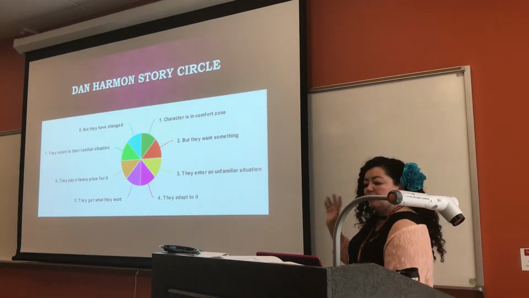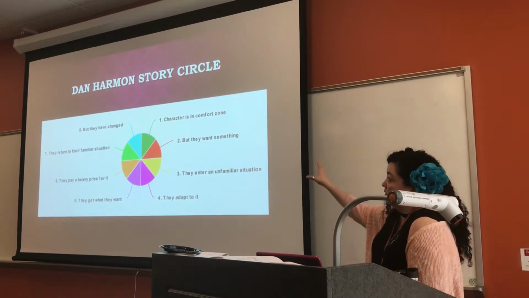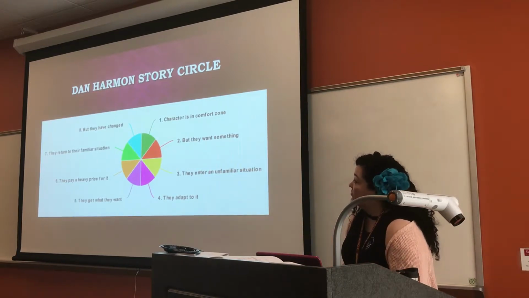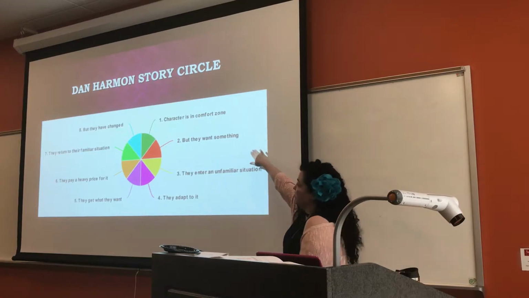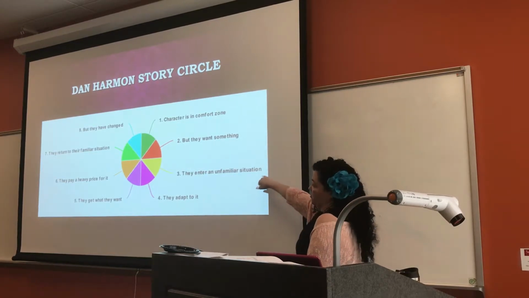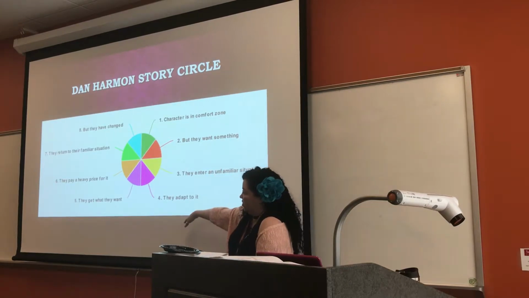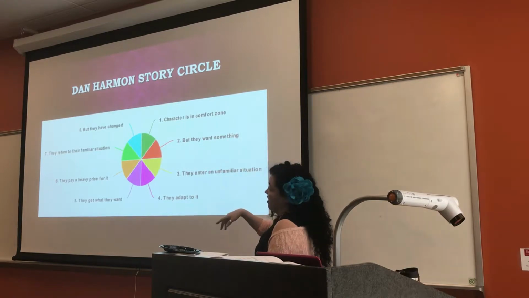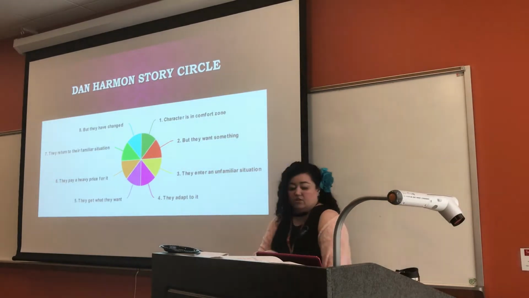And I don't know how many of you are familiar with Dan Harmon's story circle, but this is becoming another tool for plotting. So if you're not familiar, the first character is in their comfort zone, but they want something. So they enter an unfamiliar situation to get it. They adapt to the unfamiliar situation. They get what they want, but they pay a heavy price for it. And then they return to their familiar situation, but they have changed.